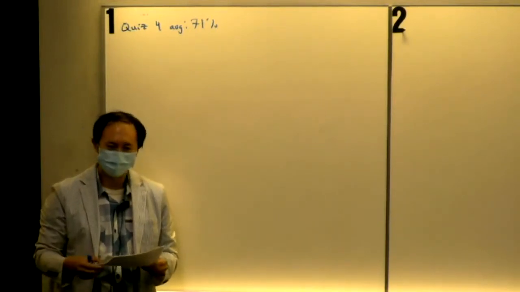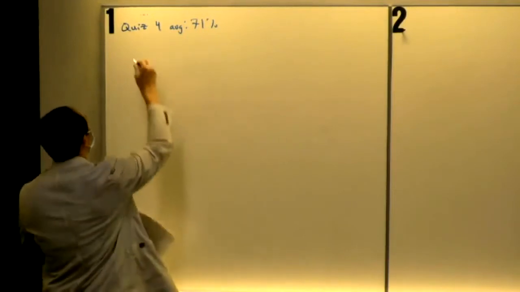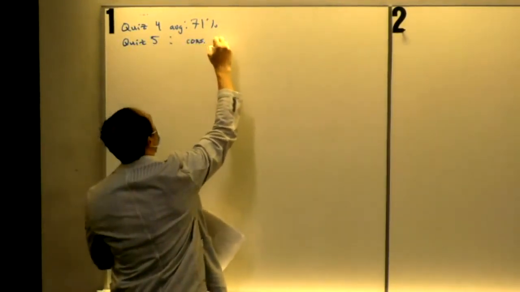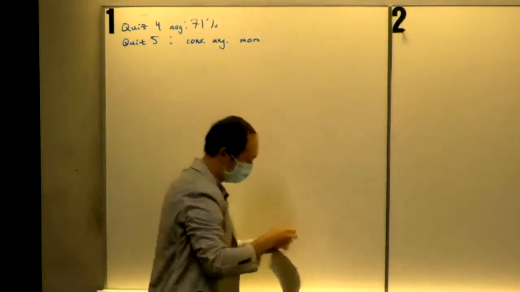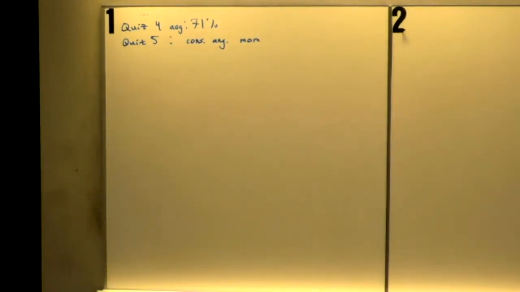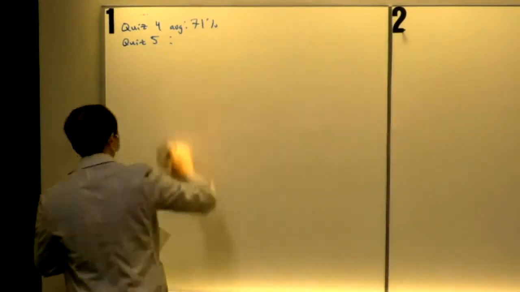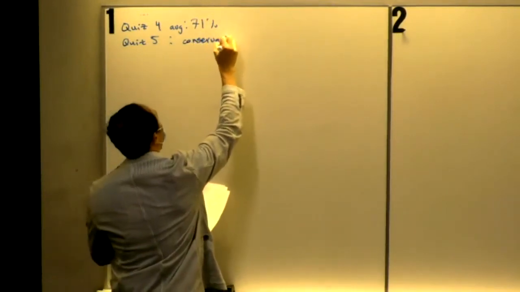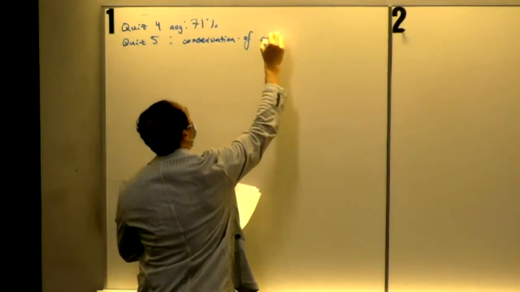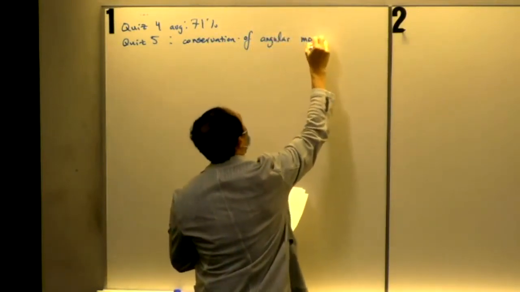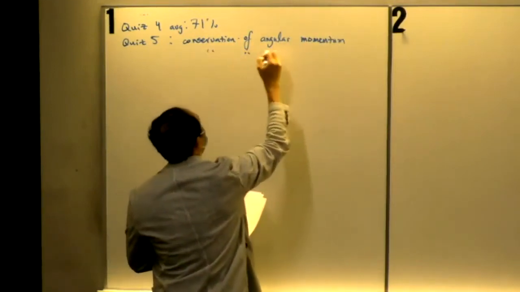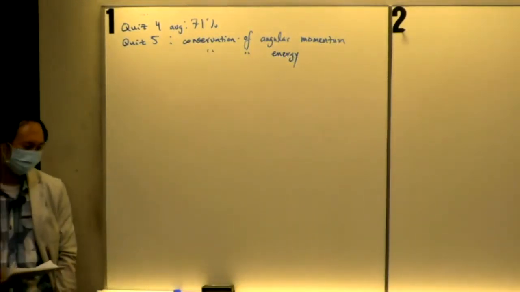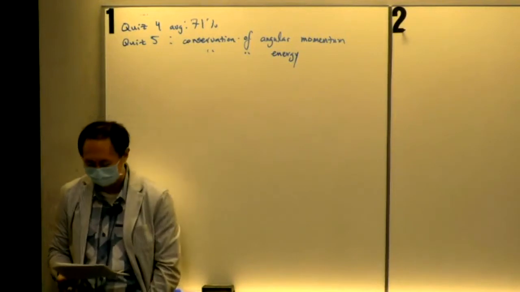And there's a nice problem in the homework. I'll give you some practice. So quiz five, you can expect conservation of angular momentum. I'll just actually write it out. This is the first time. Conservation of energy. Well, plenty of time to practice. I actually consider quiz five a little bit easier than quiz four.